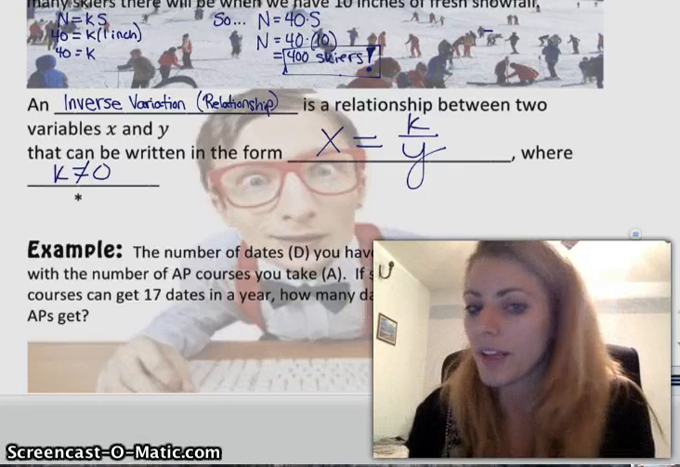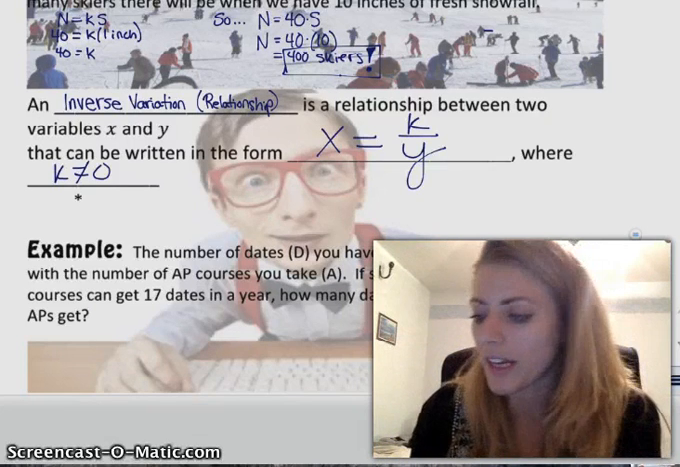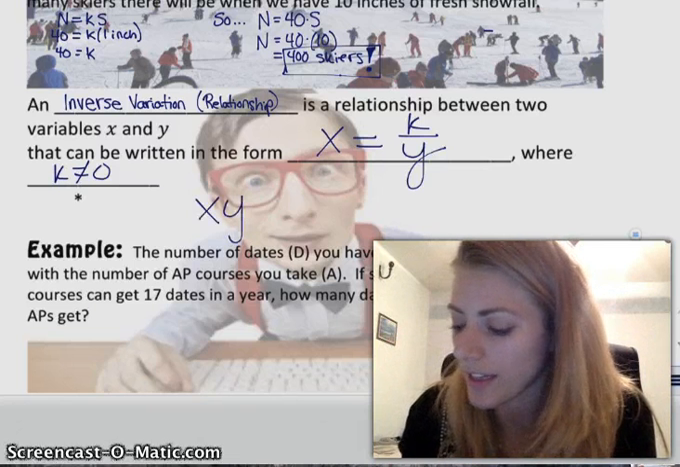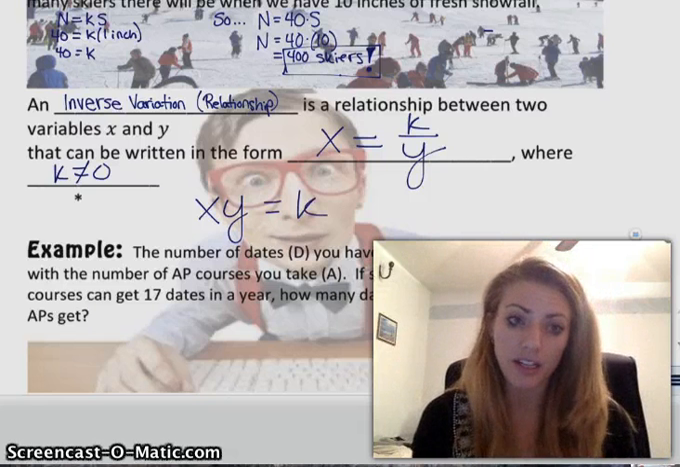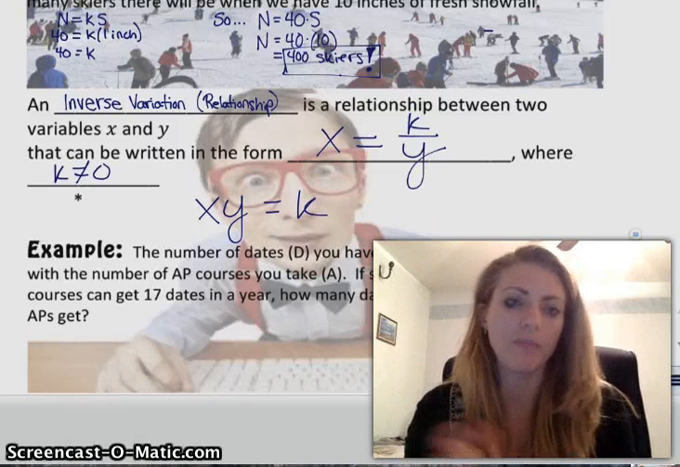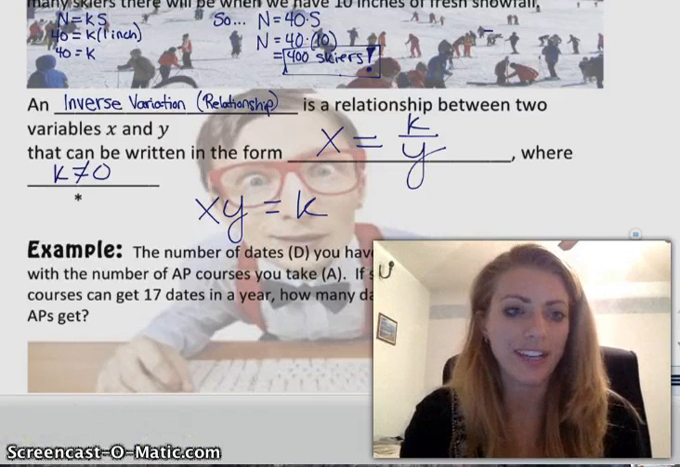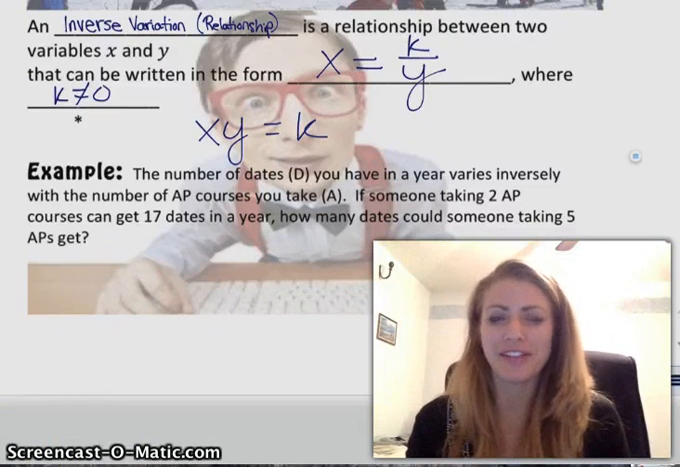And then what ends up happening with that is you can rewrite it as x times y equals k. So basically what that means is that the product of any x value and y value on this relationship is going to be the same amount every time. So that's kind of nifty. All right, so this seems pretty relevant, I think.